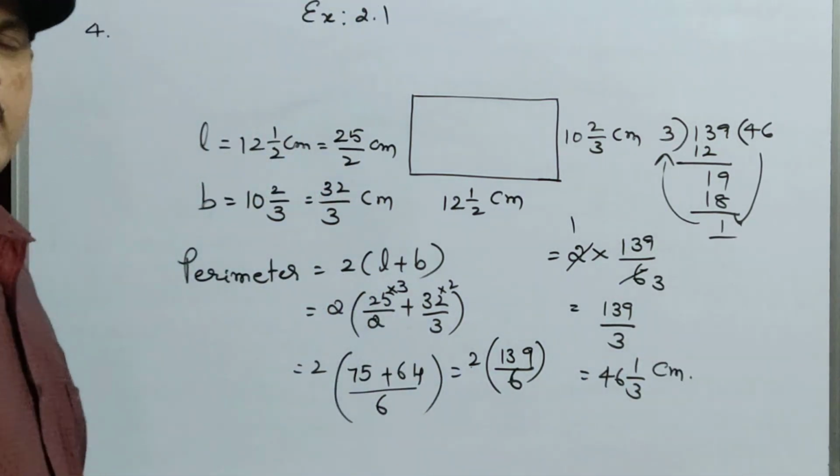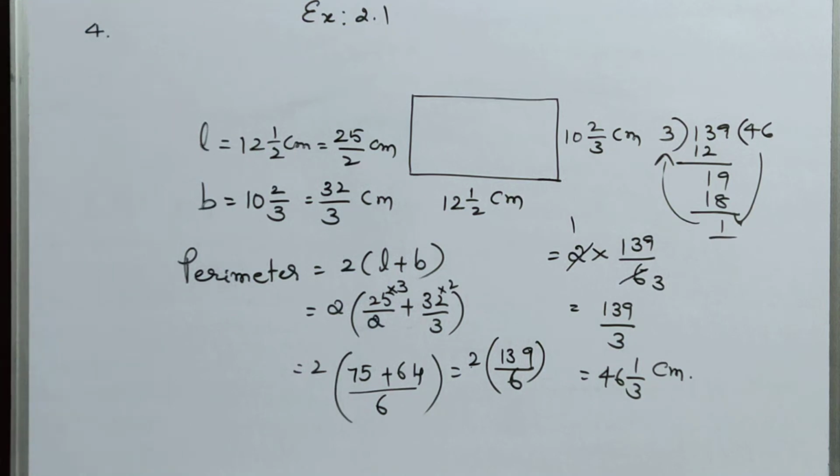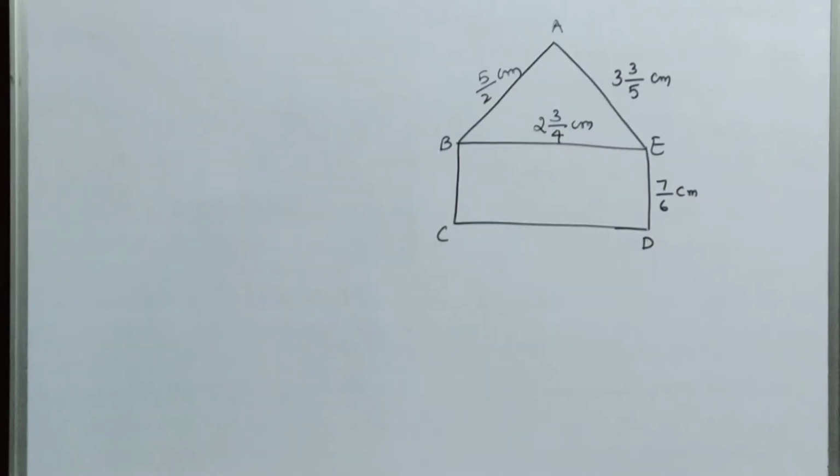Okay. So this is how to find the perimeter. Just apply the formula and do the simplification. Then you will get the answer. Okay. Is it clear? We will go for the next sum, children. See here the next question.